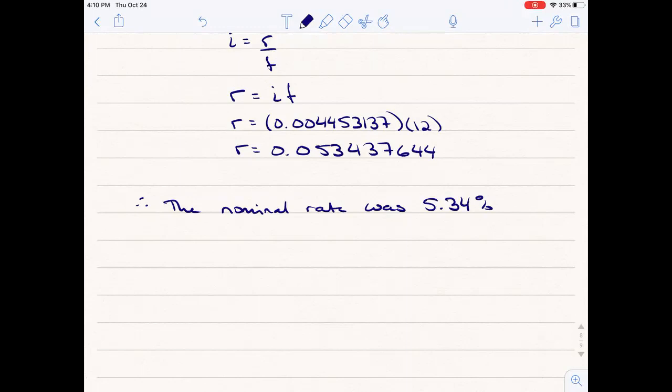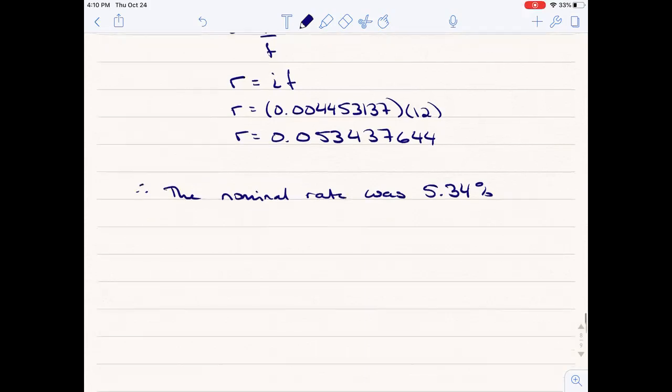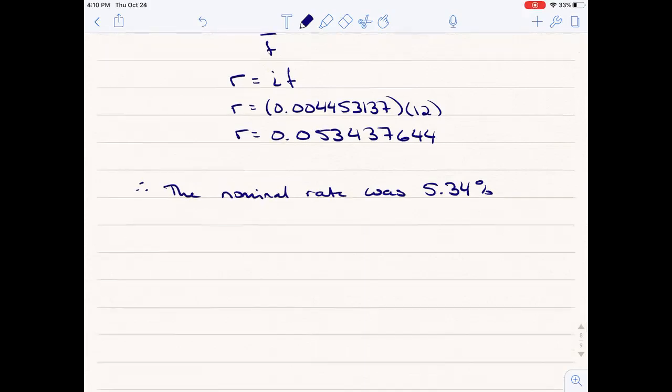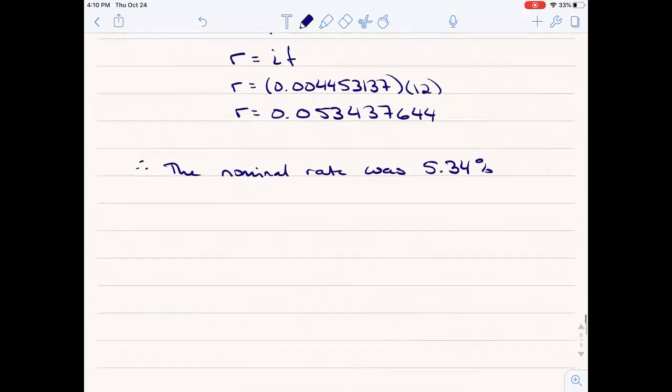So when we're calculating I, we're actually going to be calculating R, so it's got that little extra step. Same thing for time, right? And so if we're solving for time, we're actually going to have to solve for N first.